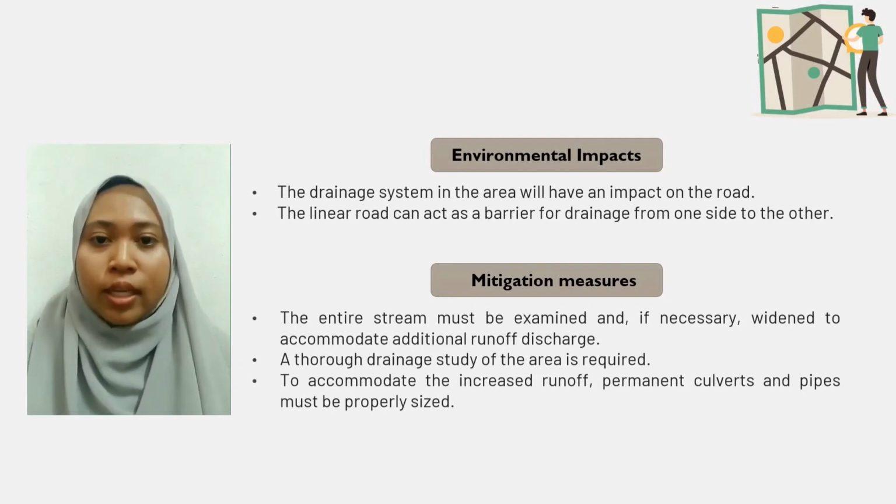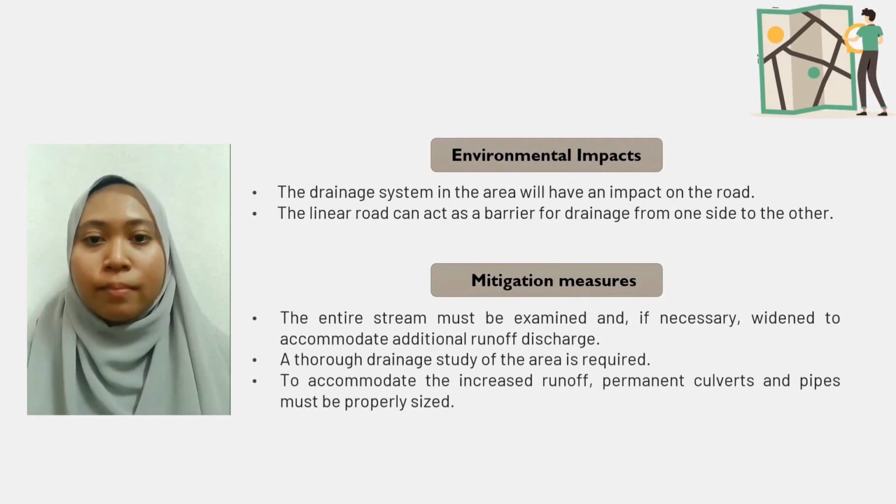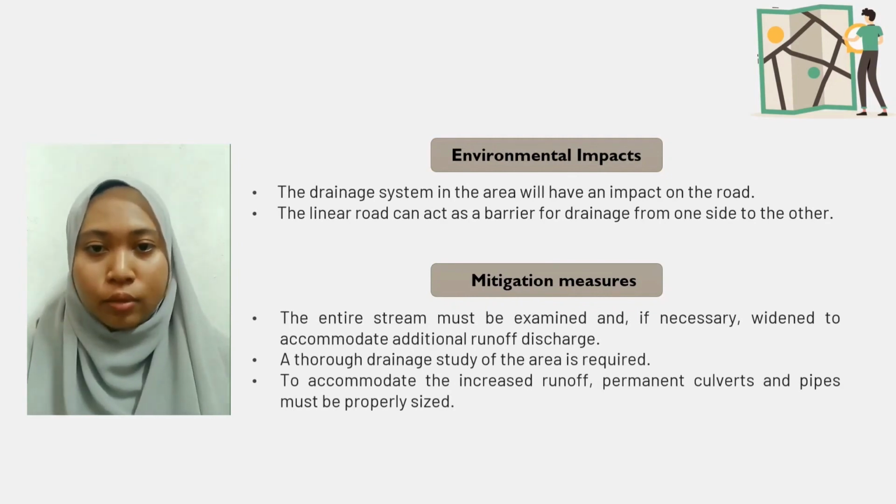The first mitigation measure is to examine the entire stream, and if necessary, the stream should be widened to accommodate additional runoff discharge. This can avoid the drainage from clogging. A thorough drainage study of the area is also required to estimate the surface water resources of the area and for the management of the requirements for the alternative land use scenarios. Last but not least, to accommodate the increased runoff, permanent culverts and pipes must be properly sized to drain the water quickly to avoid flooding.